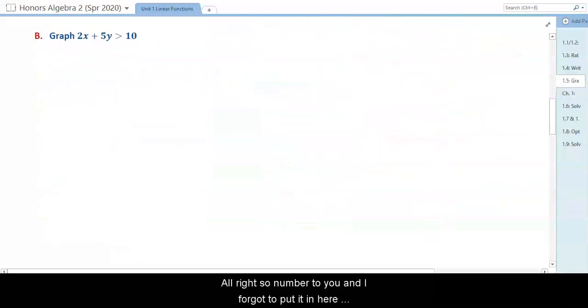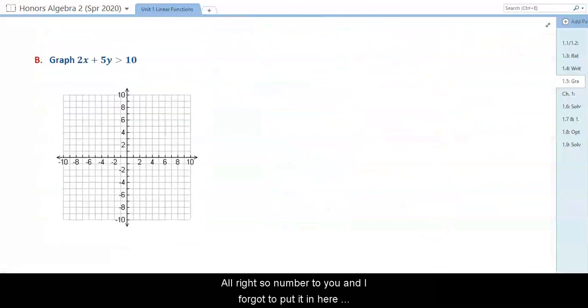All right, so number 2, and I forgot to put a graph in here. And like magic, there's a graph. So now we're going to take 2x + 5y > 10 and graph it on this coordinate plane.